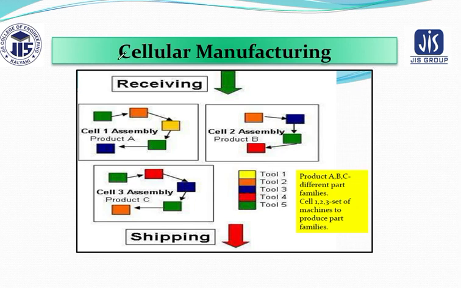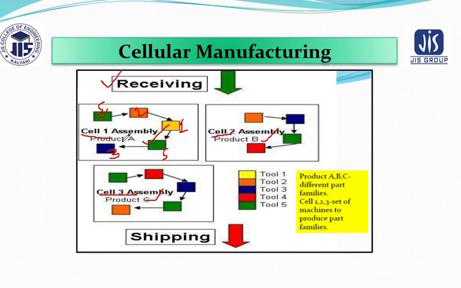Now this is a proper view of cellular manufacturing. First of all, you are receiving something. Then you are dividing into three cells. This is cell number one, this is cell number two, this is cell number three. Cell number one is associated with assembly of product A. Cell number two is assembly of product B. And cell number three is assembly of product C. Now you can see different colored cells are located here. So this is tool 5, this is tool 2, this is tool 2, this is tool 5. Okay, yellow is your tool 1, green is again tool 5, and blue is tool number 3.